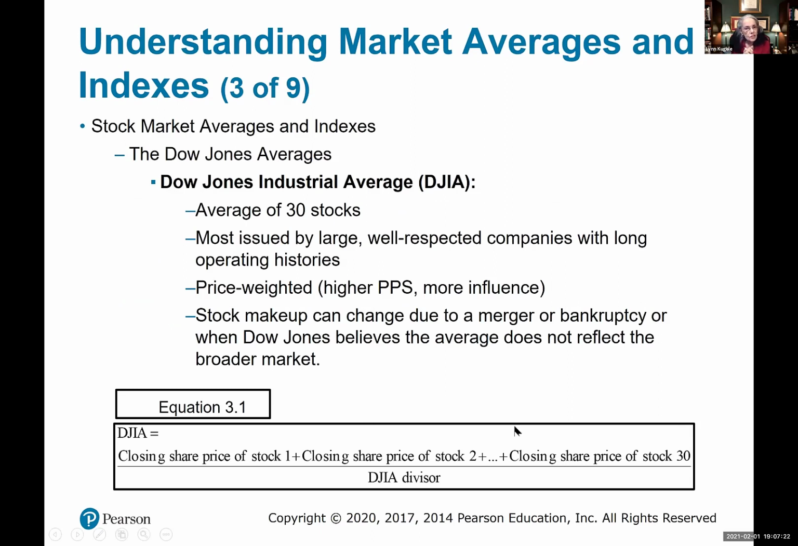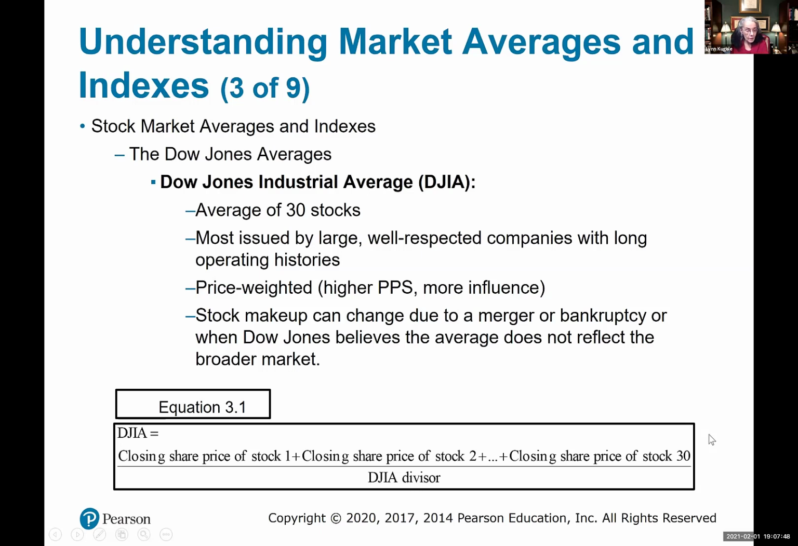Okay, this is the Dow Jones Industrial Average. It started out a long time ago as 20 stocks. It is now 30. Most of them are large companies. It is a price-weighted index, which means a higher price per share has more influence on the average. And look at the formula. It's just the closing price of all 30 stocks divided by the divisor.